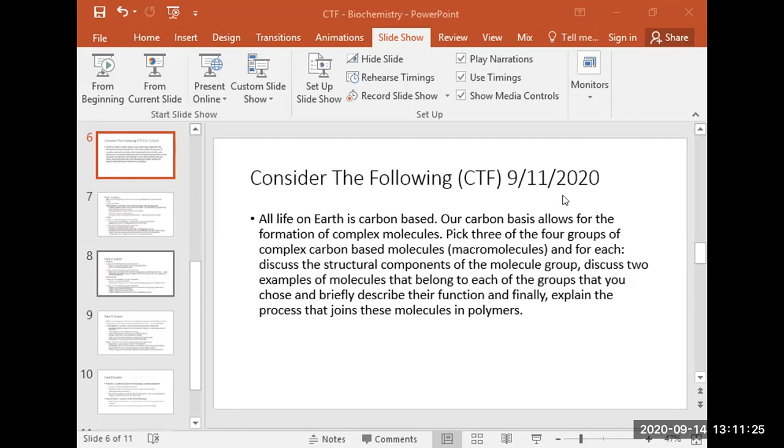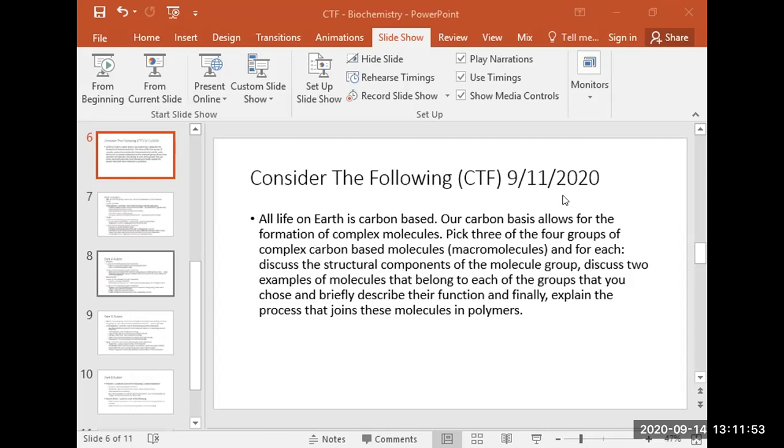All right, so you were asked to select 3 of the 4 macromolecules that are in nature and do 3 things with them. In part A, you had to identify their structural components, basically what elements they're made up of and what are their monomers. How are they constructed on their most basic level. The second part was identify 2 examples of each of the macromolecules you chose and briefly describe their function.